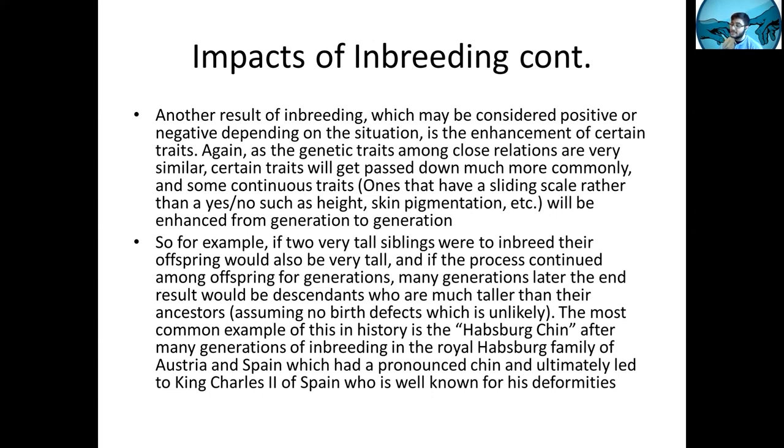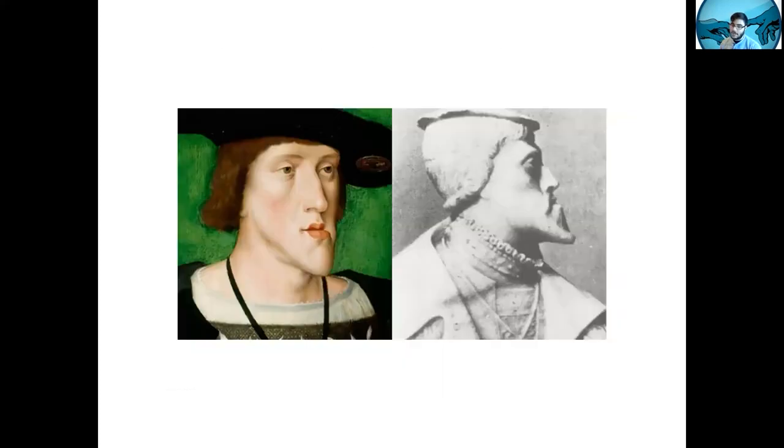The most common example of this in history is called the Habsburg chin. Many generations of inbreeding in the royal Habsburg family of Austria and Spain, who had a pronounced chin, ultimately led to King Charles II of Spain, who is the most well-known person with this deformity, or this trait, I should say. To his extent, it's a kind of deformity. This is what he looked like, and you can see he has a very malformed chin. It got to the point where he had to swallow his food whole because he couldn't chew, and he had trouble speaking, and he had a lot of problems because of this.